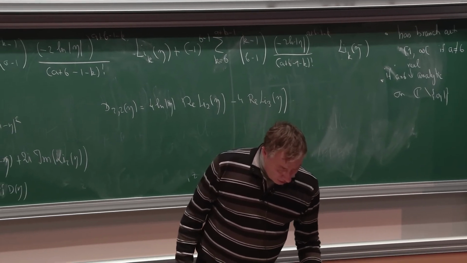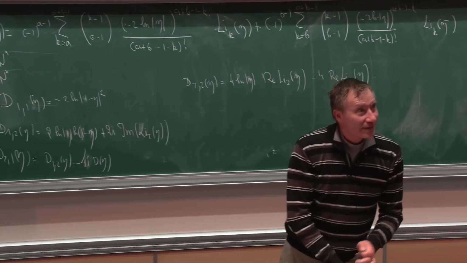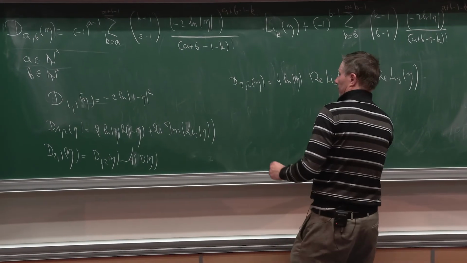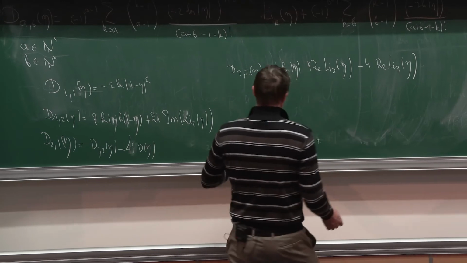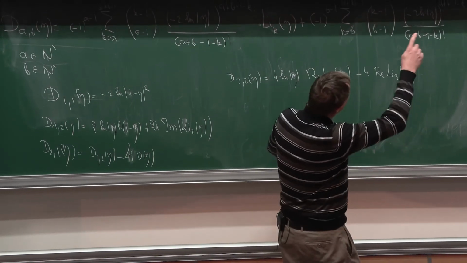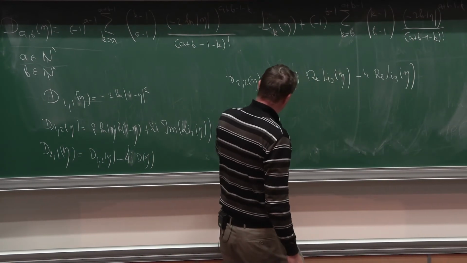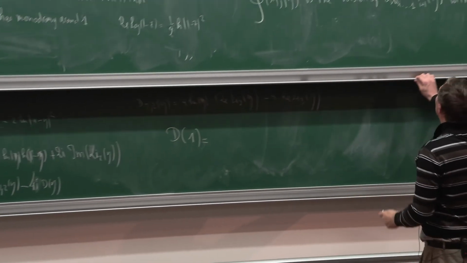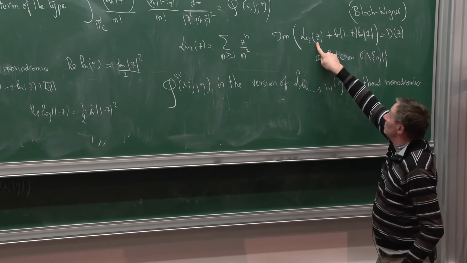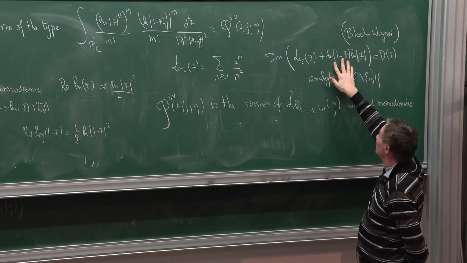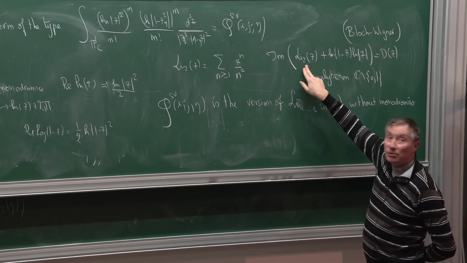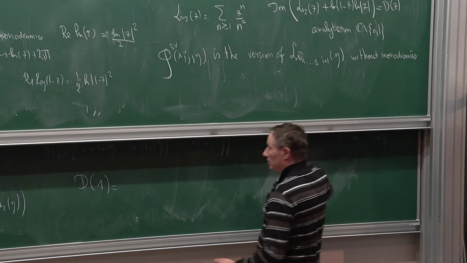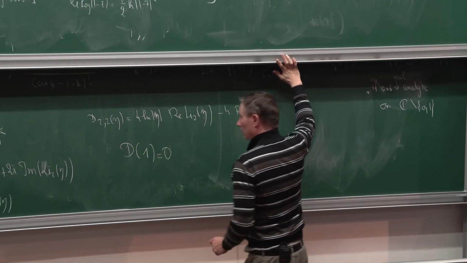So now, if you take the value at eta equal 1 of this function, you find that, okay, take the Bloch-Wigner. If I take D of 1, I'm getting zeta 2 here, and I'm getting 0 from here. Zeta 2 is a real number, the imaginary part kills it. So D of 1 is 0.